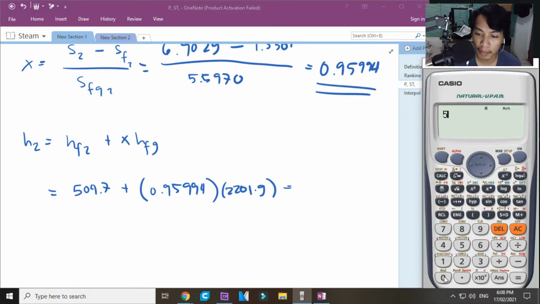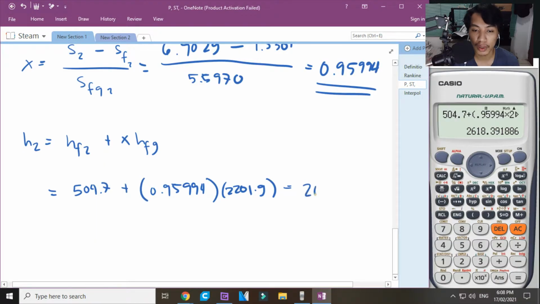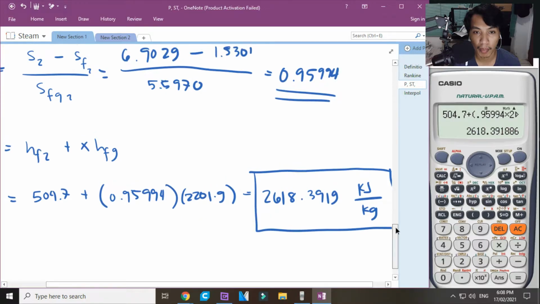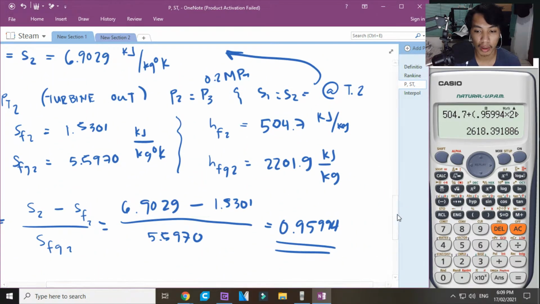Anong unit nito? Kilojoule per kilogram. So, 504.7 plus 0.95994 times 2201.9. The answer will be 2618.3919 kilojoule per kilogram. We box the final answers. Yan. H1, H2.